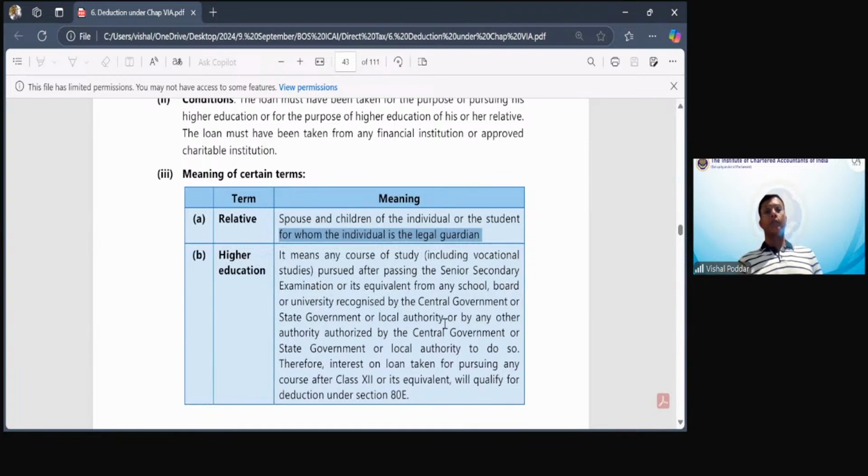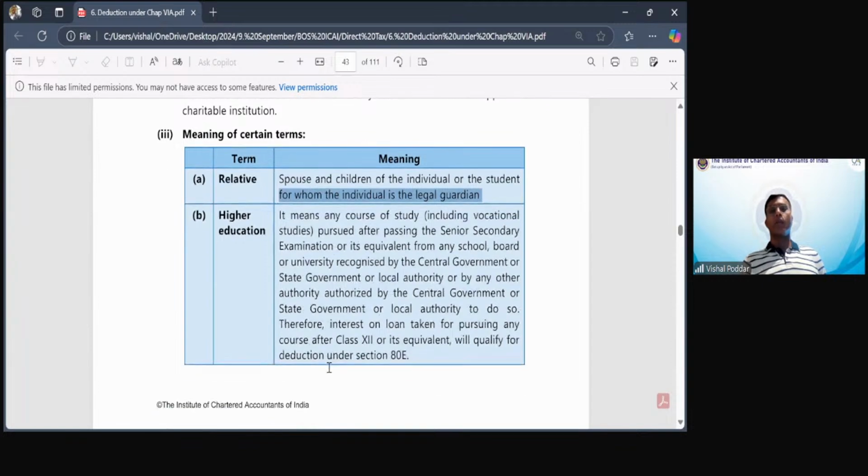What is higher education? It is any course of study. A few years back, this section had a specific list that only engineering, medical and MBA education courses would be covered. Now they have said any course is covered, which also includes vocational courses, pursued after passing the senior secondary exam or its equivalent from any school, board or university recognized by the government, central or state or local authority, or by any other authority authorized by the central government, state government, etc. Therefore, interest on a loan taken for pursuing any course after 12th or its equivalent will qualify for this deduction.